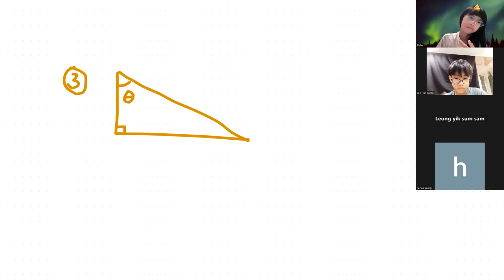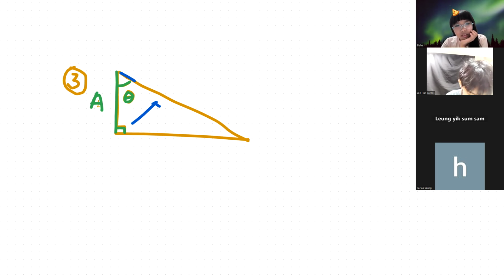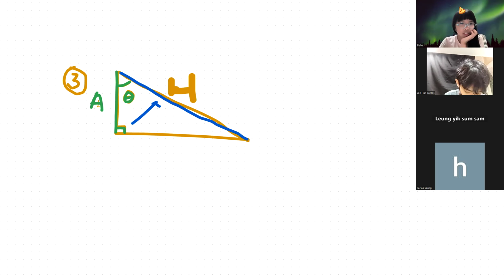We have the word theta and we have the right angle. The line where we see theta and we see the right angle, we call adjacent, A. The line opposite the right angle is the longest one, called the hypotenuse. Very good. And the one opposite to the theta is called opposite. So follow this way to identify the line.